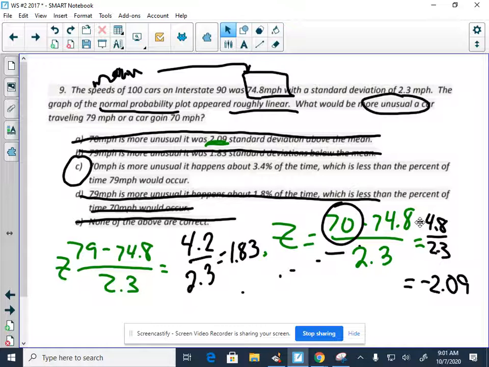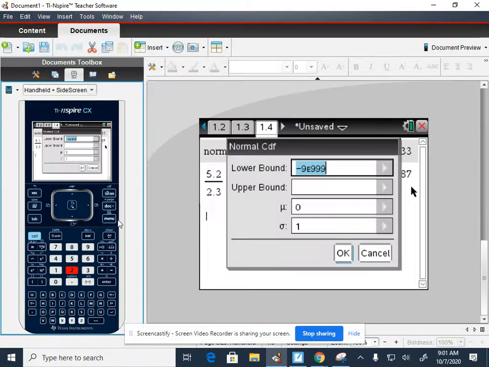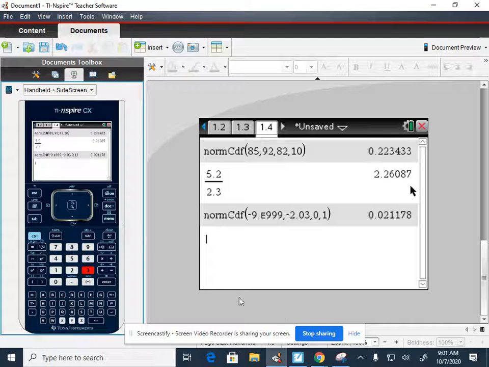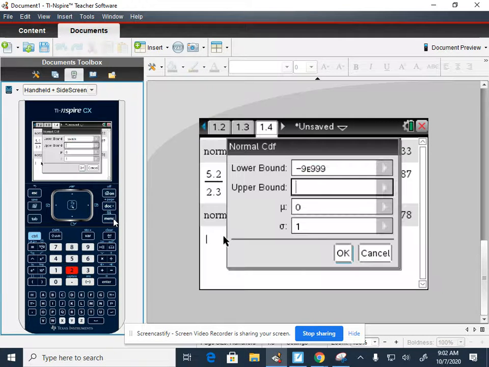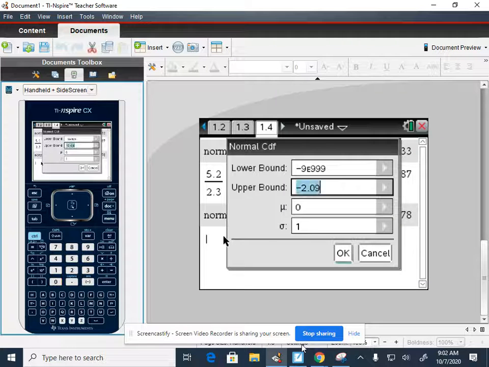We could find that percentage, and the reason we can do the percentage is it is normal, but we can go from negative 999 to 2.03, and I really feel like I'm messing something up. Is it 23 or 26? What is this one? Is it 2.09 negative? Yeah. Okay.